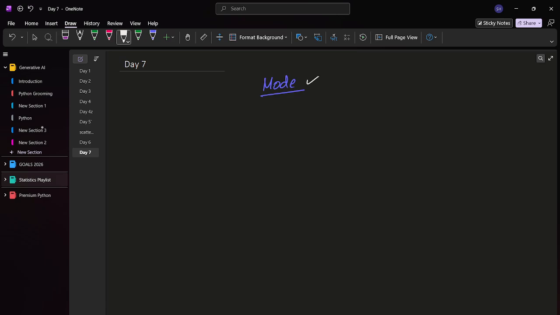Now, what is mode? We already have measures of central tendency, like mean, average, and median. But why are we coming to mode? Before going into what mode is, let me ask you a very simple question. Imagine you are running a shoe store.